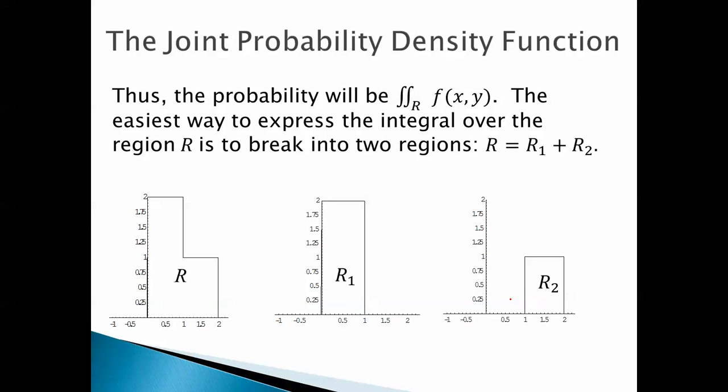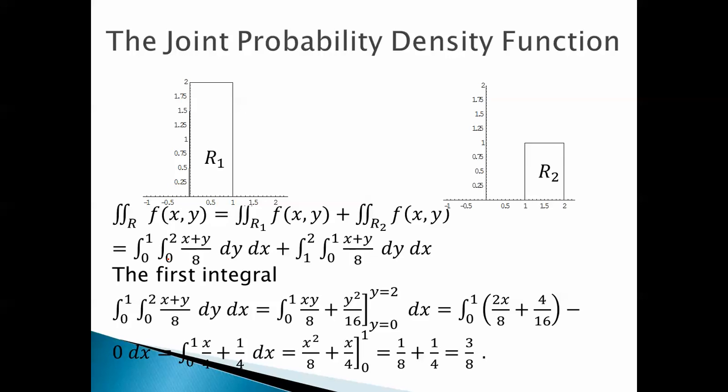So thus the probability will be the integral over r of f of xy, where r is this region that you can see over here. The easiest way to express the integral over the region r is to break it into two regions. We have r1 and r2. So the double integral of f of xy over r is the double integral of f of xy over r1 plus the double integral of f of xy over r2.